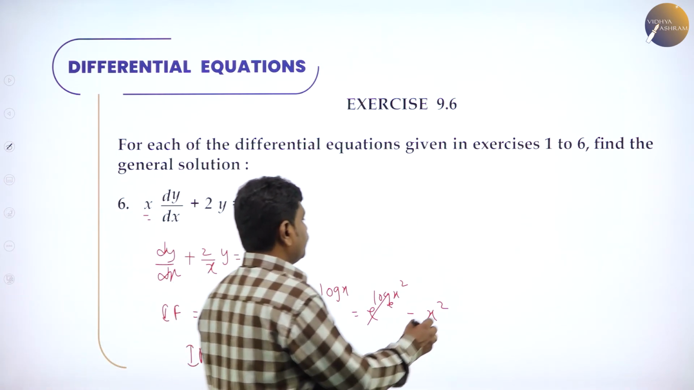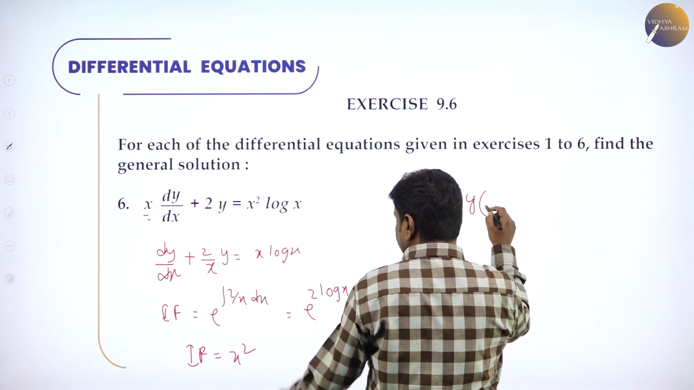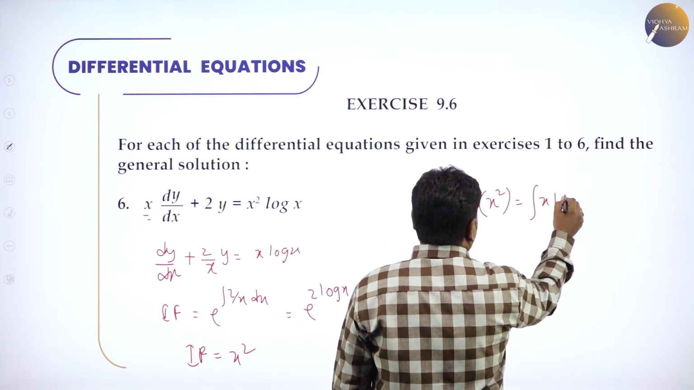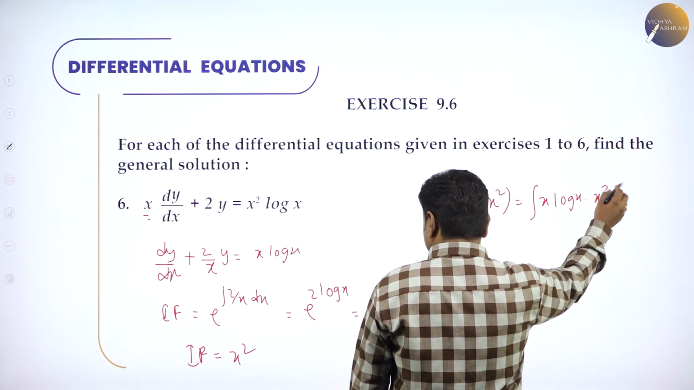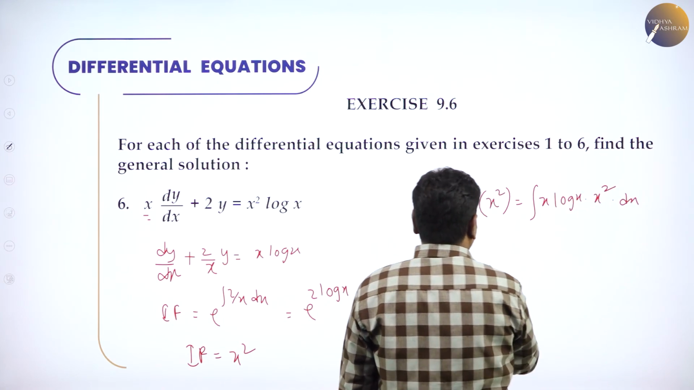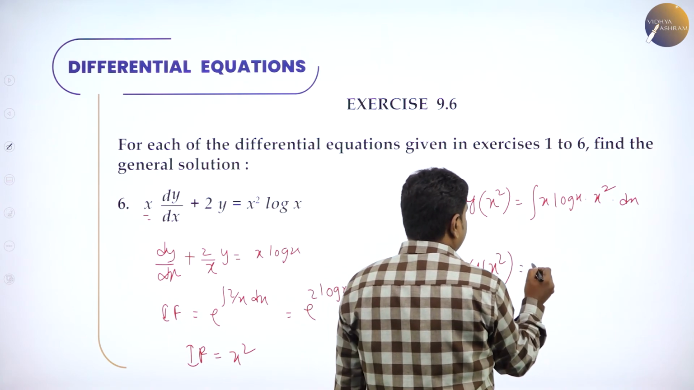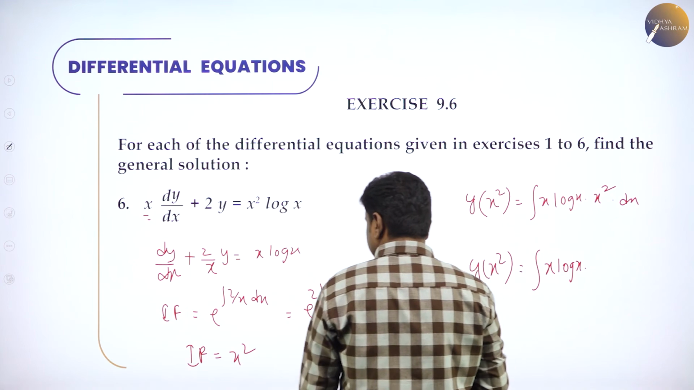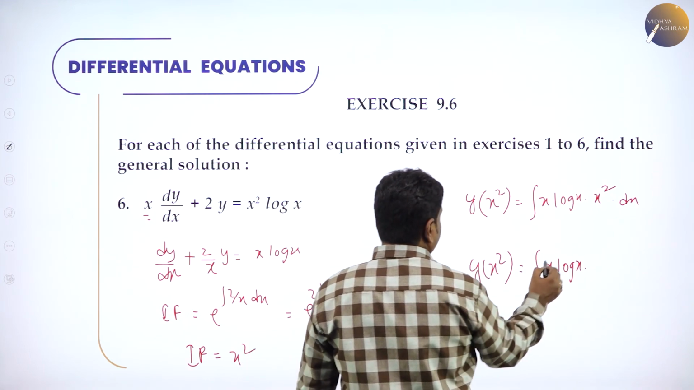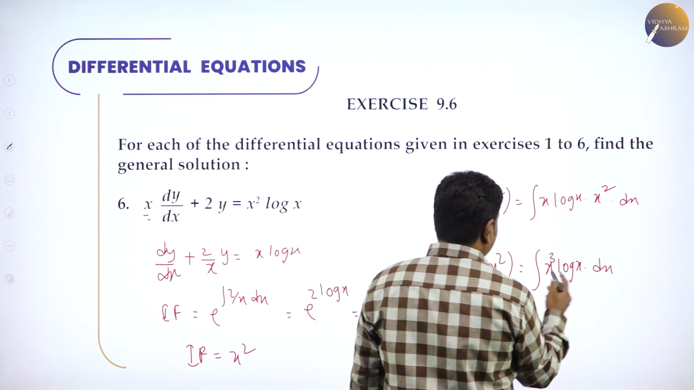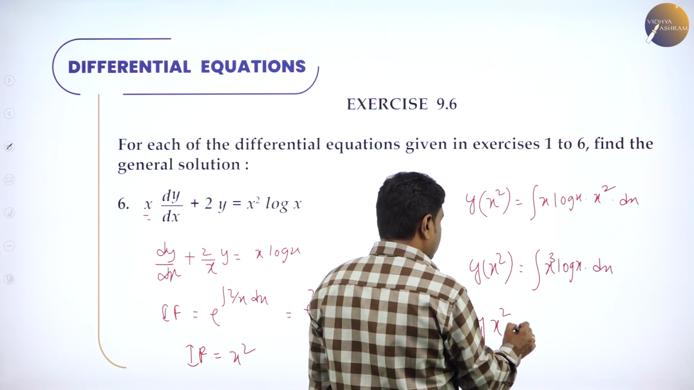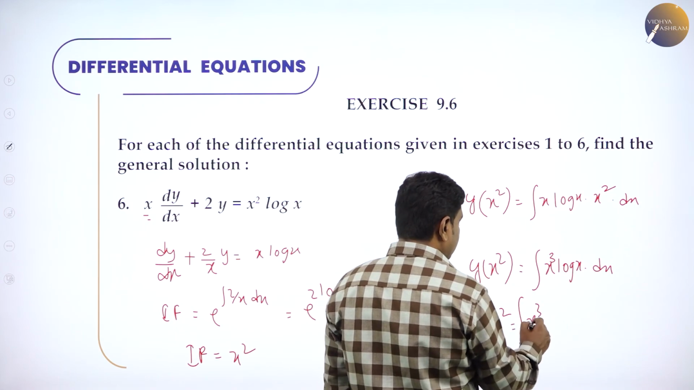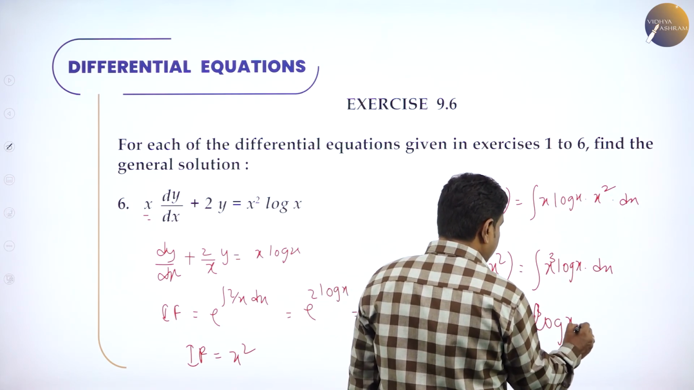Now the solution: y into integrating factor, y into x square, is equal to integration of q into integrating factor. Q is x log x, into x square dx plus c. x log x into x square becomes x cube log x dx. Use parts. According to ILATE, L should come first, so I'll write this as log x into x cube dx.